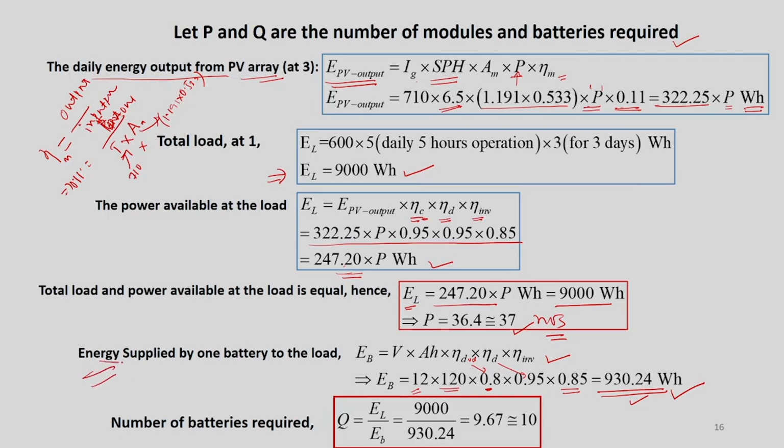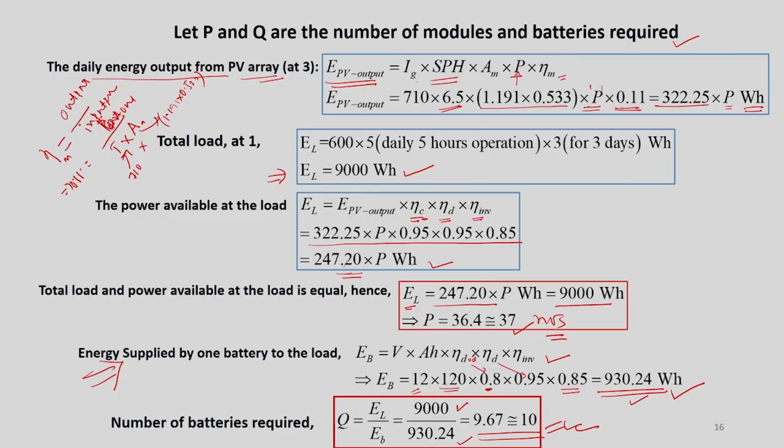So, from this we can calculate the number of batteries. This is for a single battery. So, if I am interested to know the number of batteries required, of course, we need to divide by 930.24. So, if we calculate, it will be about 10. Okay. So, the number of batteries required for this problem is 10 numbers. So, 9.67, and we cannot divide the batteries, so it will be 10 numbers, right. So, that way we can solve the problems and we can calculate the number of batteries required and the number of modules required to meet the particular load, right.